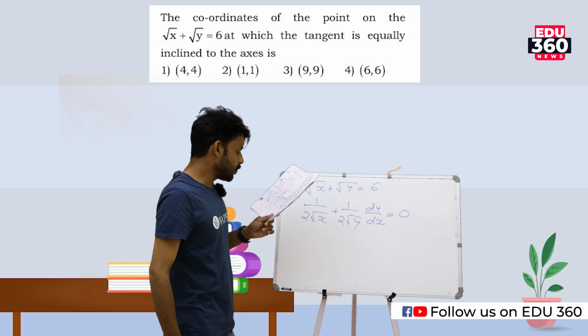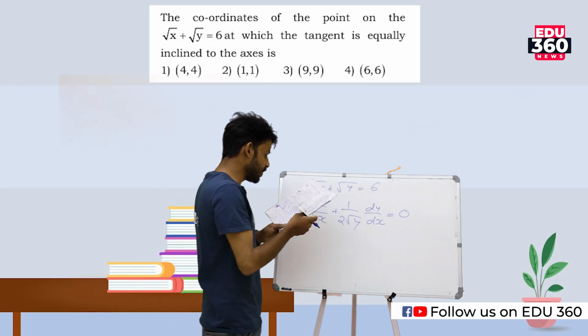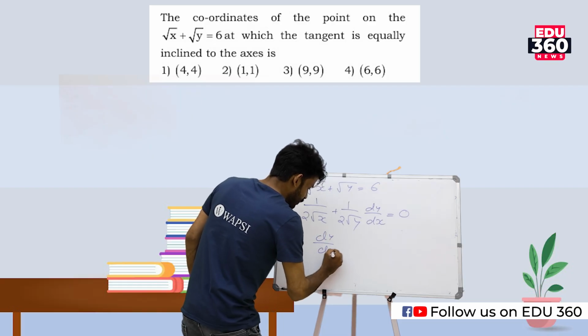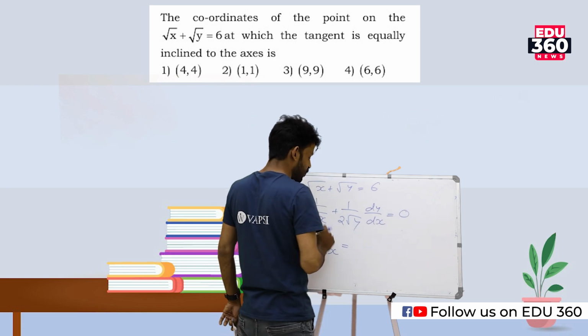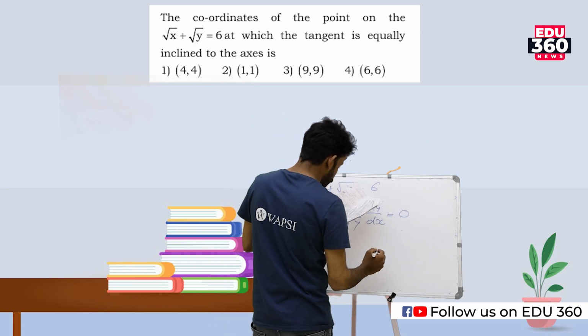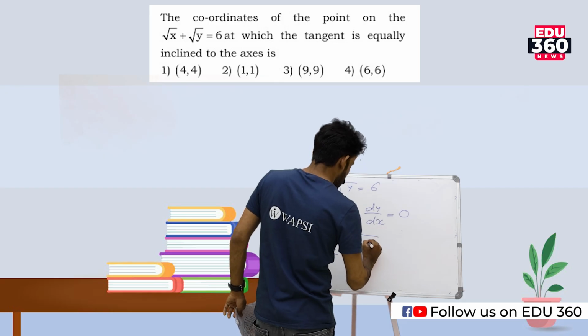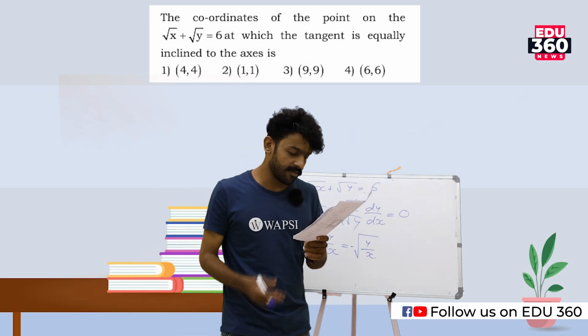Okay, so hereafter on rearranging, we can write dy by dx. Just move it to the right-hand side, so this will become negative. So dy by dx is equal to minus root y by x.